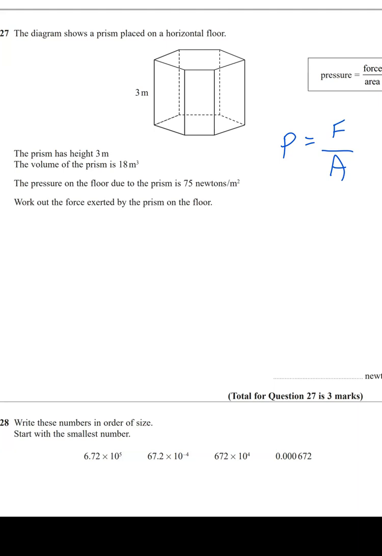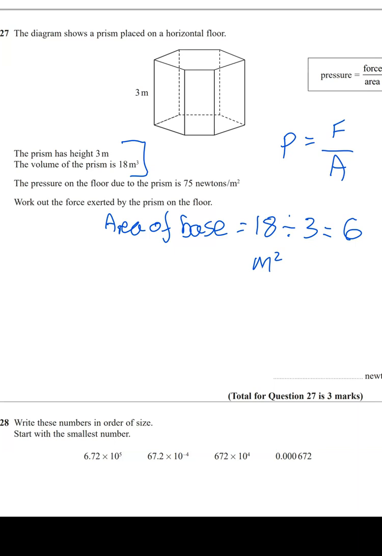Right, okay, so actually we haven't got the area. That's the problem. So area of base, so to get the area of the base, what we need to do is 18 divided by 3, because the whole volume is 18, and if we divide by 3, it just gives us the area of the base. So that's 6 meters squared. So we're in the right units now. 6 meters squared. So we know the pressure is 75.